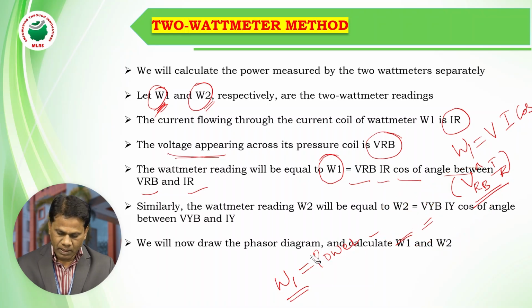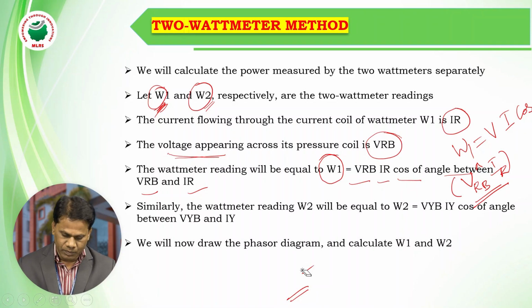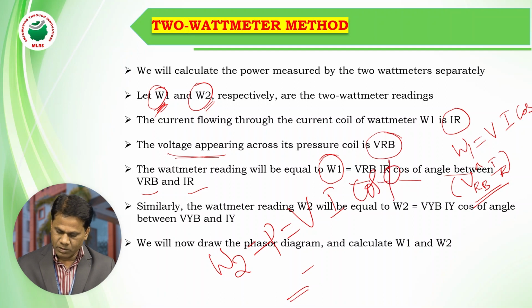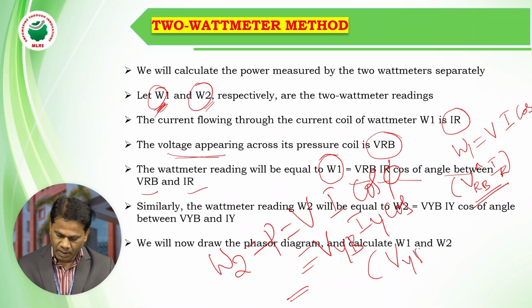Similarly, the wattmeter reading W2 also measures the power. The power equation is voltage into current into cos phi. What is the voltage across the second wattmeter? The voltage across the second wattmeter is VYB, the current through the second wattmeter is IY, and we take the cosine of the angle between VYB and IY. This is the power equation, nothing but the reading of wattmeter 2.